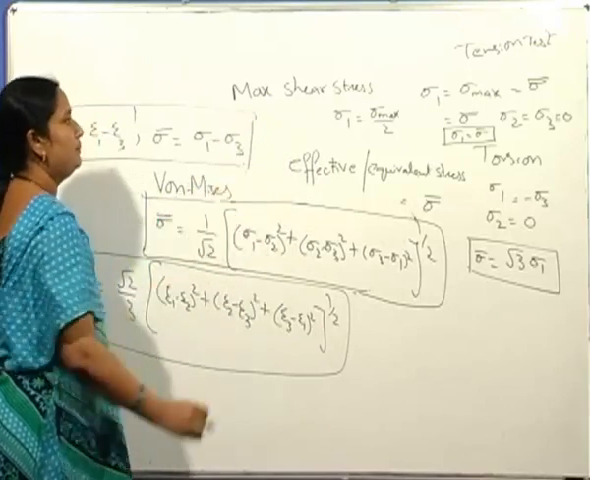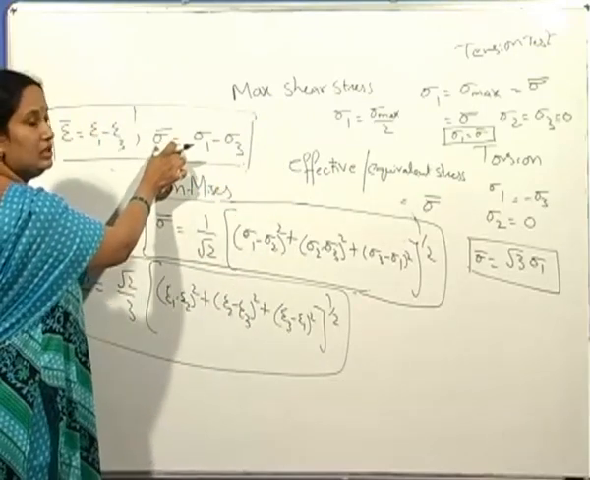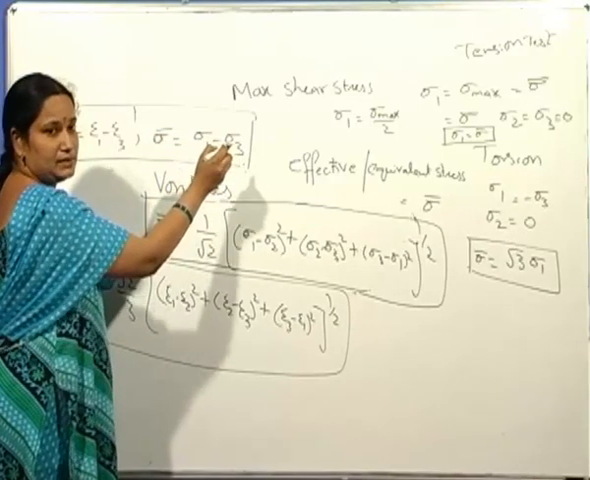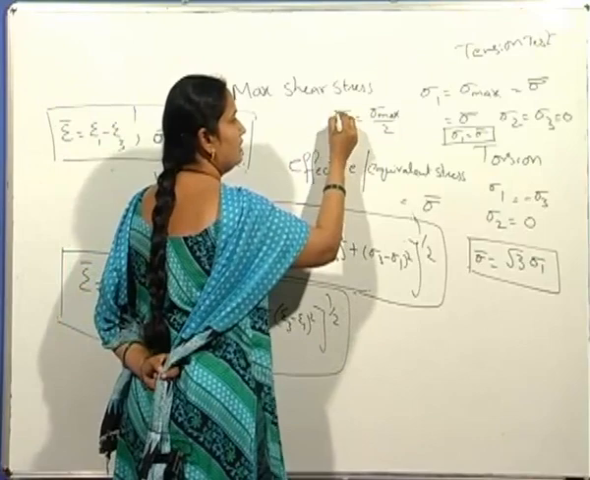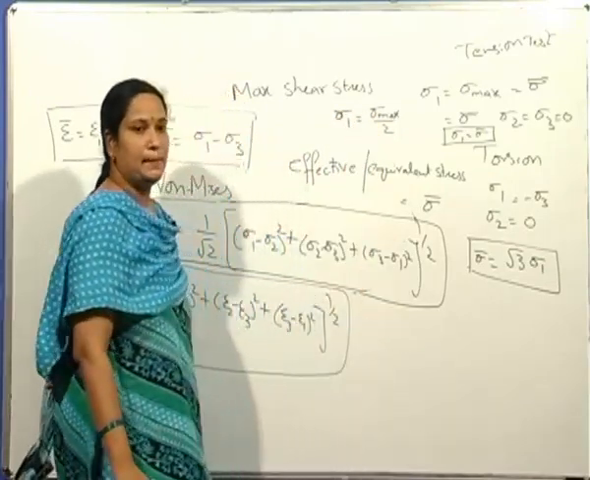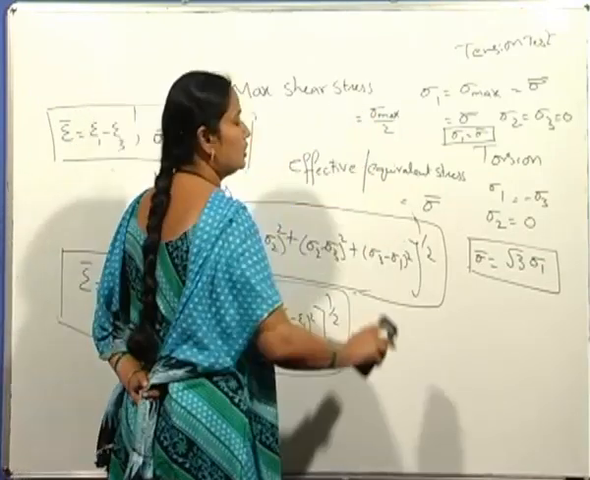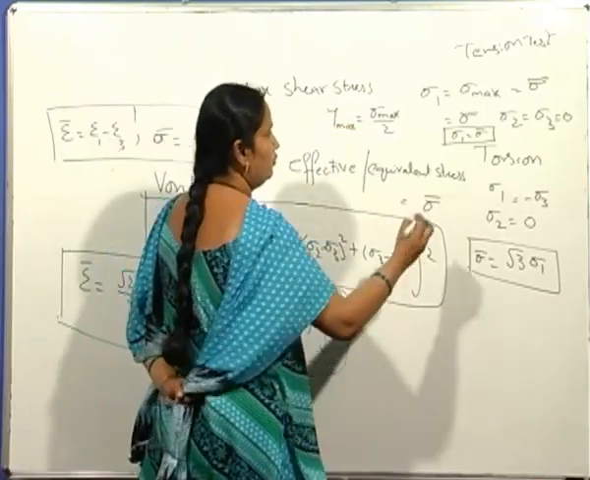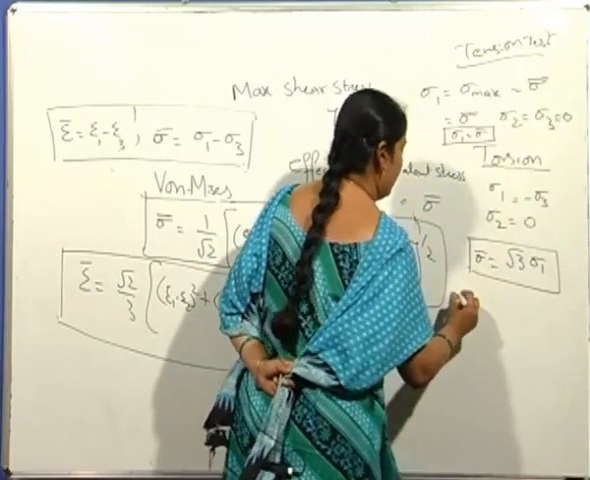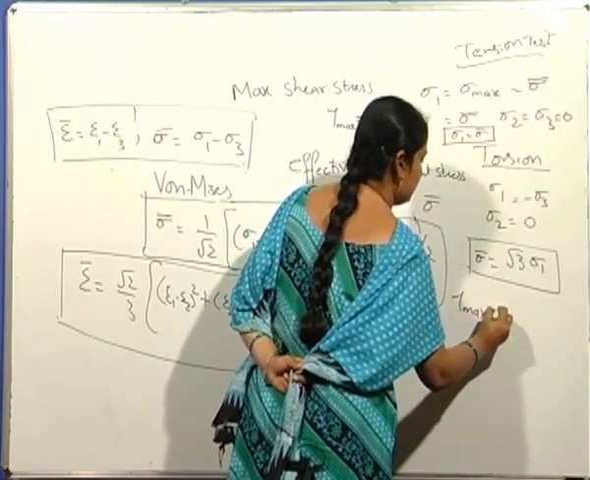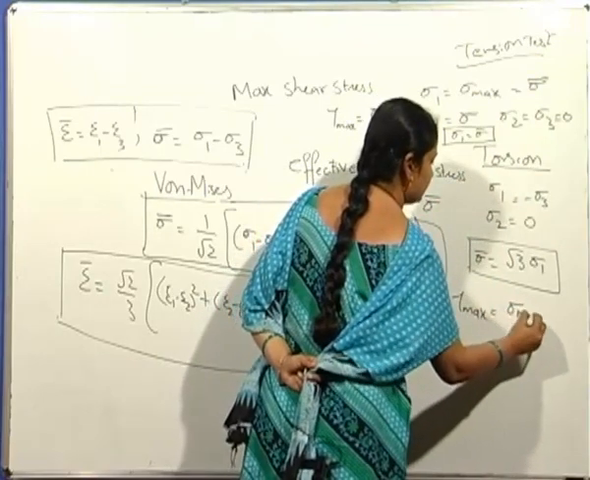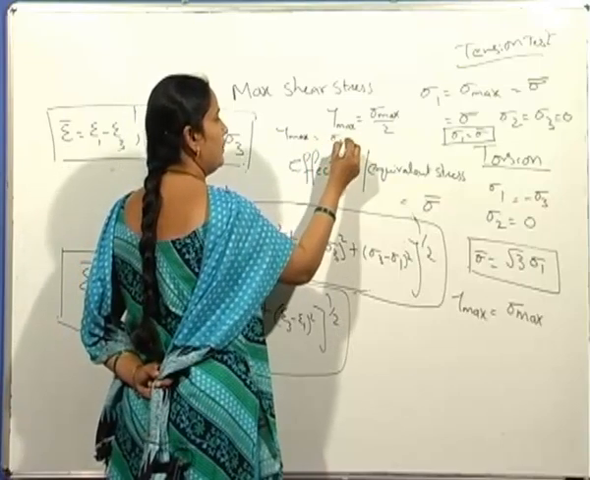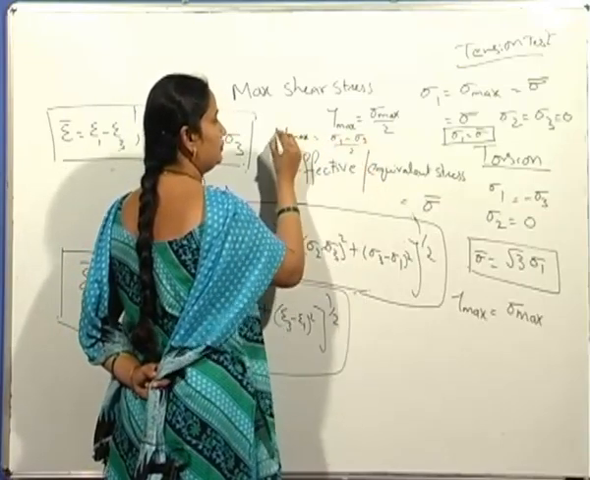When substituting this in maximum shear stress criteria, we have equivalent stress is equal to sigma 1 minus sigma 3. So sigma 1 is equal to sigma max by 2, which is also equal in magnitude, that is tau max. Whereas in the case of torsion test, we have maximum shear stress is equal to sigma max. Tau max is equal to sigma 1 minus sigma 3 by 2.